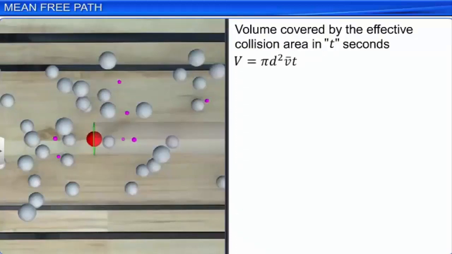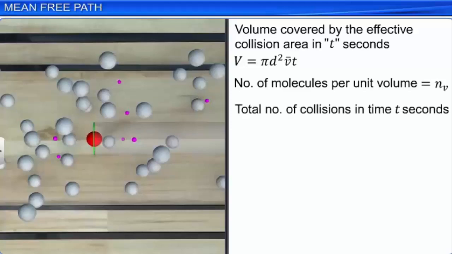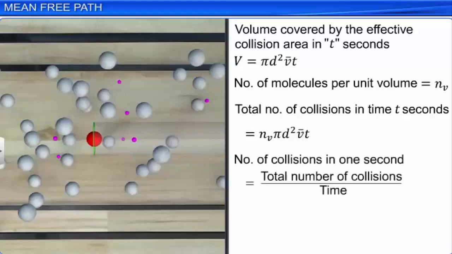Let the number of molecules per unit volume be nv. Then, the number of collisions in time t seconds is nv pi d square v bar t. Hence, the number of collisions in 1 second is equal to the total number of collisions divided by time, which is equal to nv pi d square v bar. This is called collision frequency.